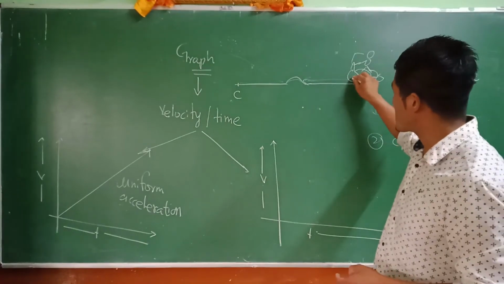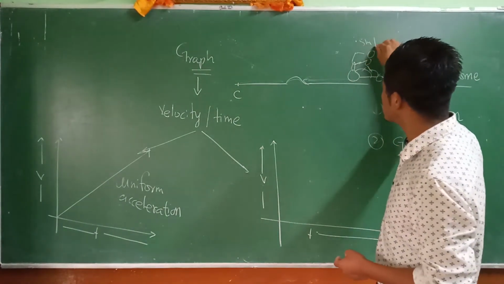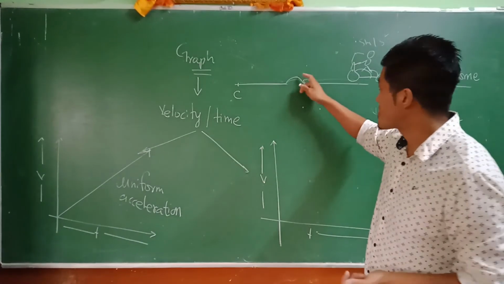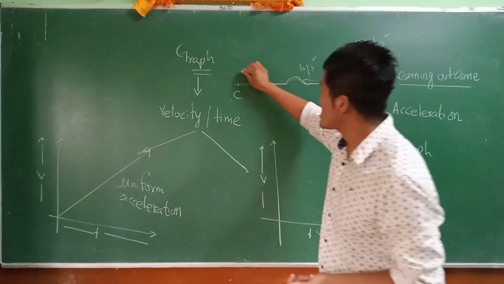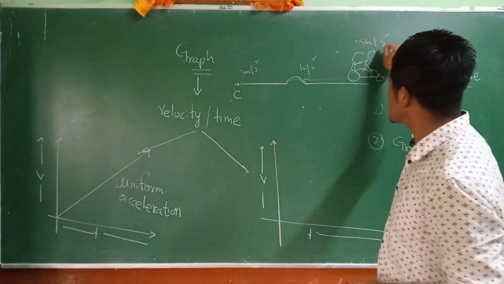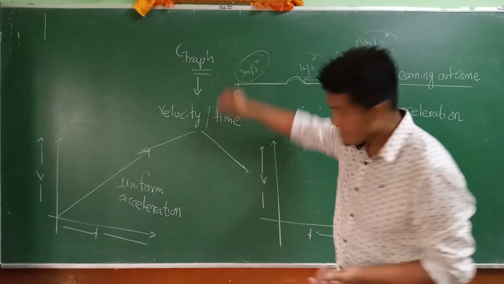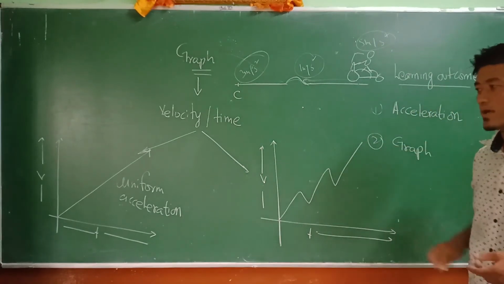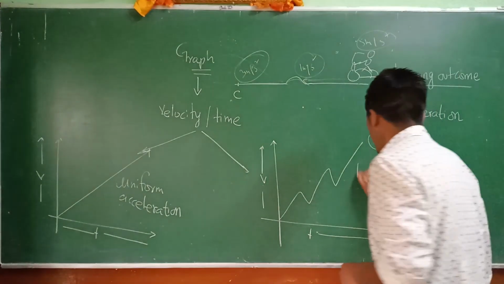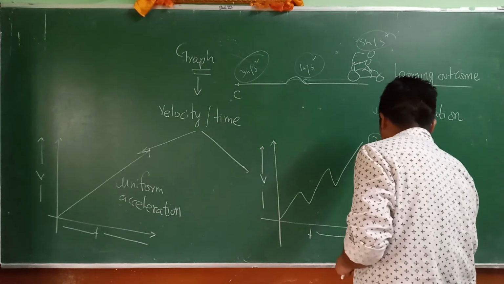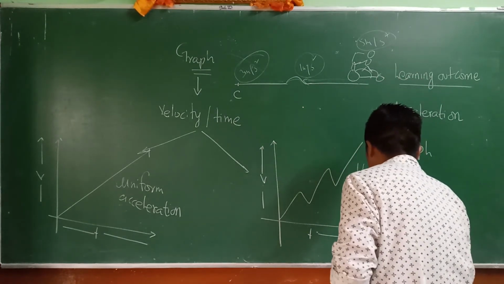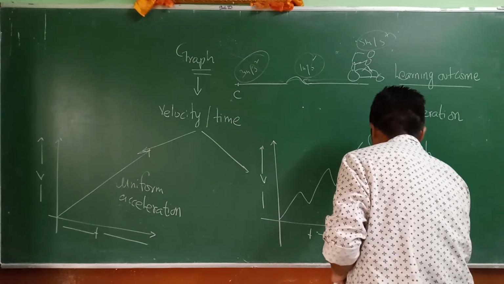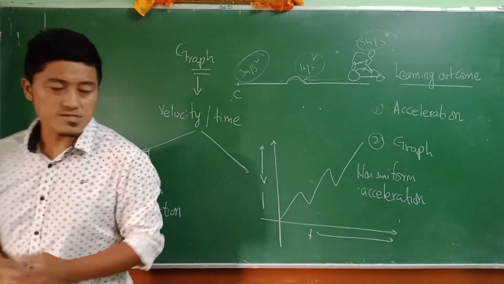Now you can see over here, this guy may be at 5 meter per second square. Now we cannot expect him to be over here at 5 meter per second square. Over here maybe 1 meter per second square. Then suddenly he will increase to 3 meter per second square. So you see three different kinds of values here. In that case, this is what we call non-uniform acceleration. So these graphs are very important.